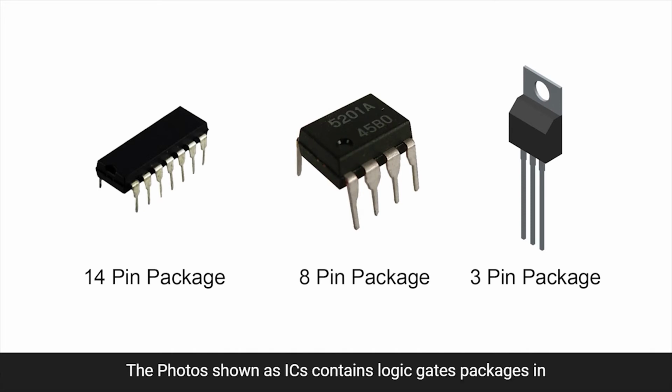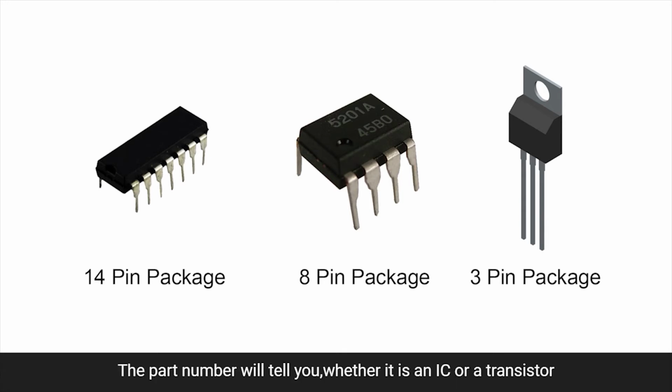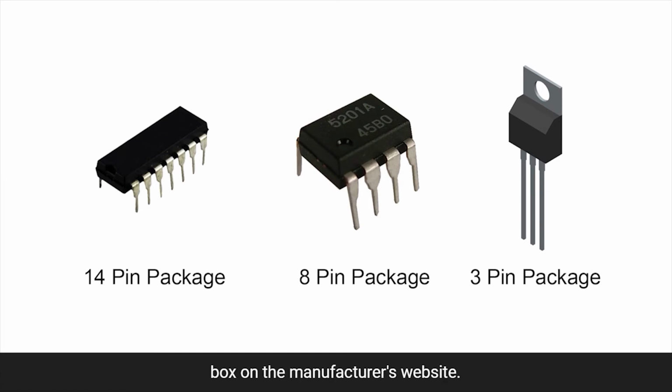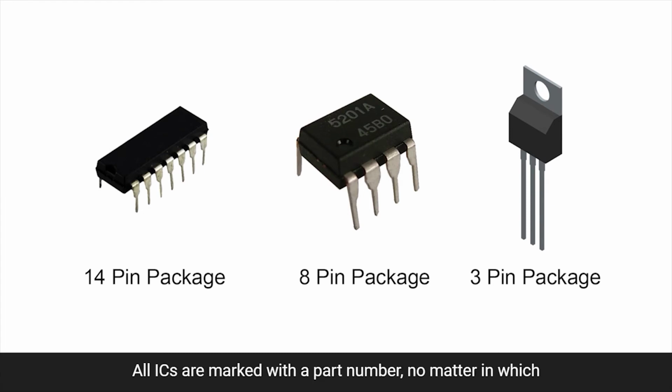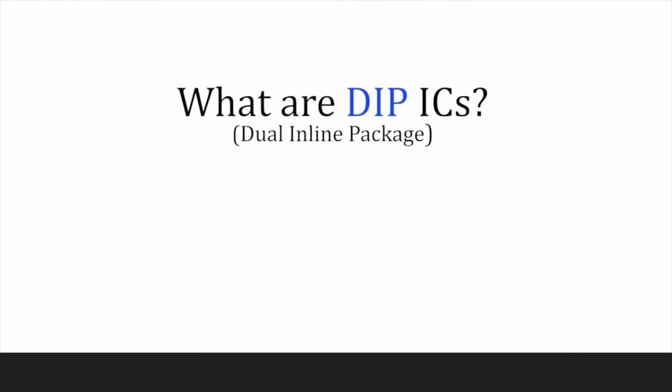The photo shows an IC that contains logic gates packaged in a 14-pin package, a timer IC in an 8-pin package, and a voltage regulator IC in a 3-pin package. Transistors are also available in 3-pin packages, shown in the image. The part number will tell you whether it is an IC or a transistor in this package. This is done by looking up the part number using a search engine on the internet, or entering the part number into a search box on the manufacturer's website. All ICs are marked with a part number no matter which type of package they are packed in.